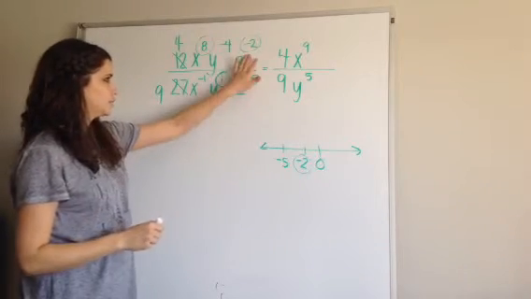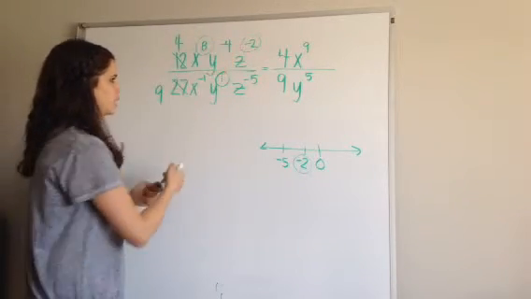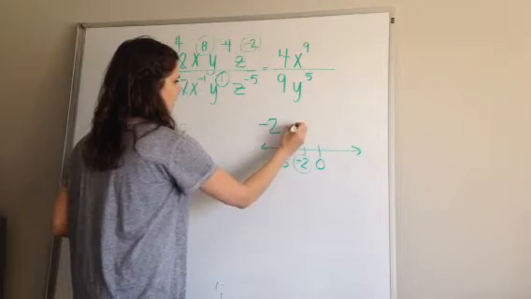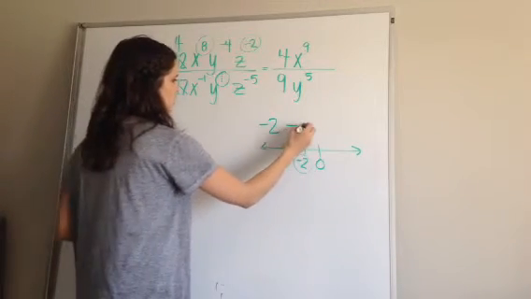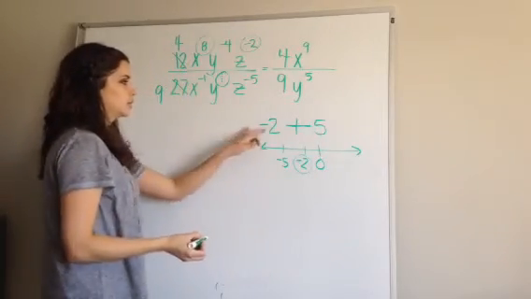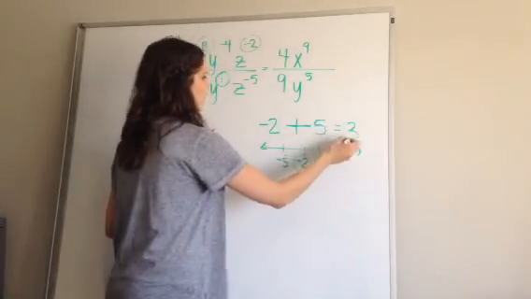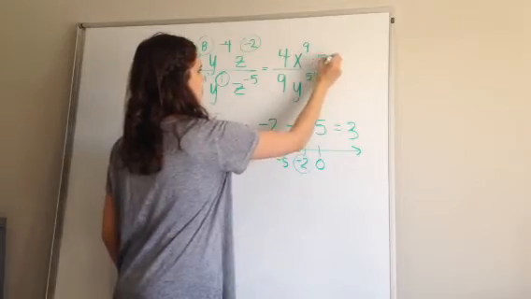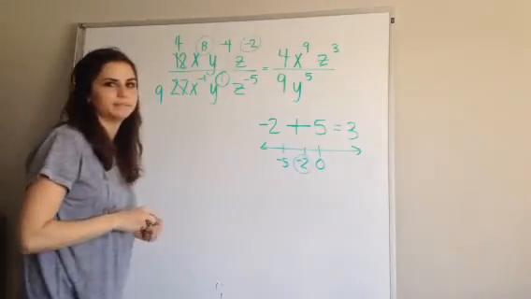Okay, so negative 2 is bigger. So I'm going to do negative 2 minus, because it's always subtracting with division, negative 5. So minus a negative is plus. So negative 2 plus 5 is 3. So we're going to have z to the 3rd up top. And that's it. That's everything.